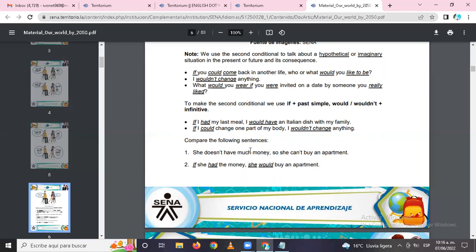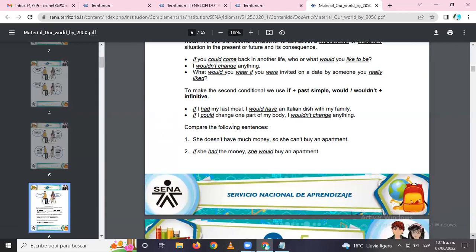We're going to change these two sentences and put it into a second conditional sentence. If she had the money, si ella tuviera dinero, if she had the money, she would buy an apartment. So far is okay.